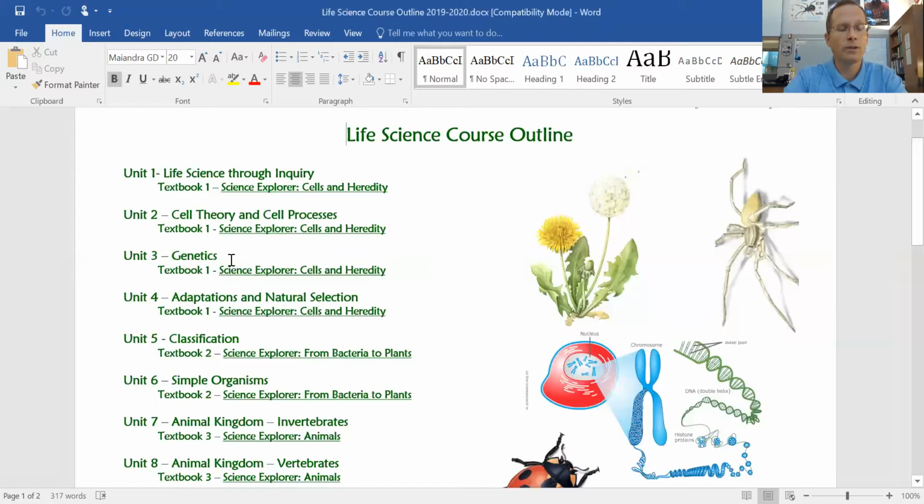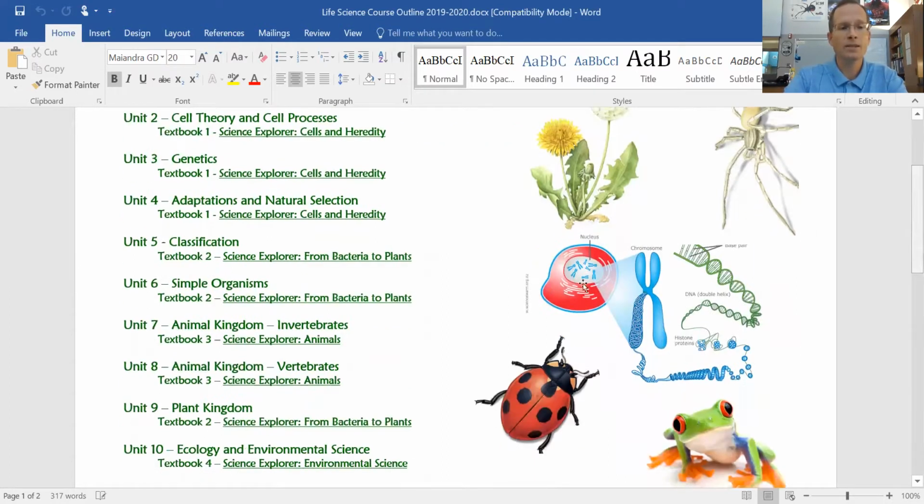One of the students' favorite units is genetics. That's where they learn about DNA, genes, and inheritance. Then we talk about adaptations, how organisms are adapted to their environment, and natural selection with Darwin and his theories. We spend some time on classification, how organisms are named and put into different groups. And that is so we begin a sort of kingdom by kingdom survey of all the living things. So we start with simple organisms, including viruses and bacteria and fungi.